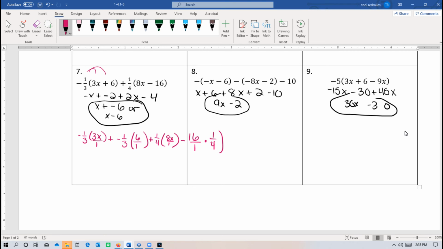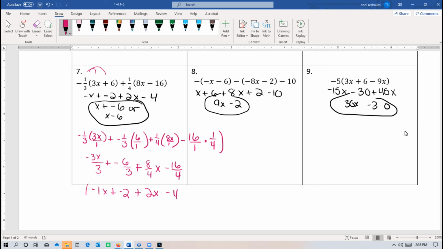1 times 3x is going to be my negative 3x over 3. This is going to be a negative 6 over 3, just multiplying straight across. 8x over 4 minus 16 over 4. Okay, let's reduce. 3 over 3 is negative 1x plus 3 goes into 6, negative 2 times. 4 goes into 8 2 times. 4 goes into 16 4 times.